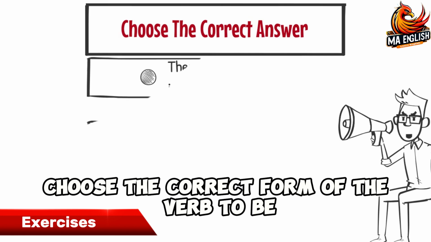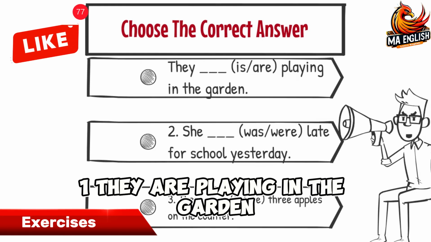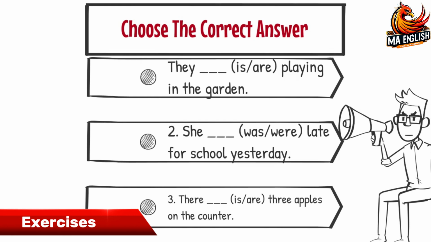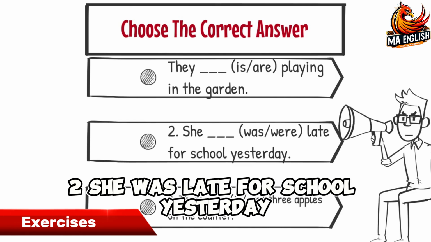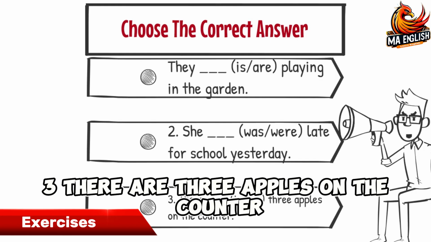Choose the correct form of the verb to be. 1. They are playing in the garden. 2. She was late for school yesterday. 3. There are 3 apples on the counter.